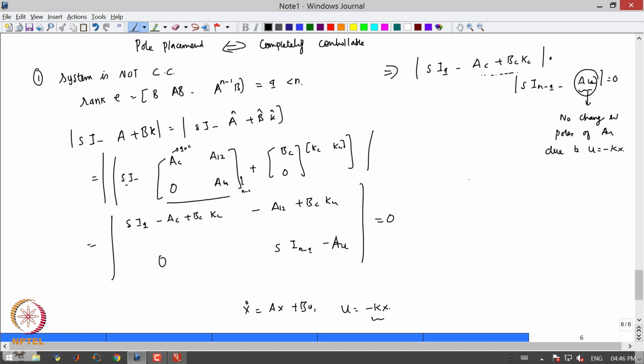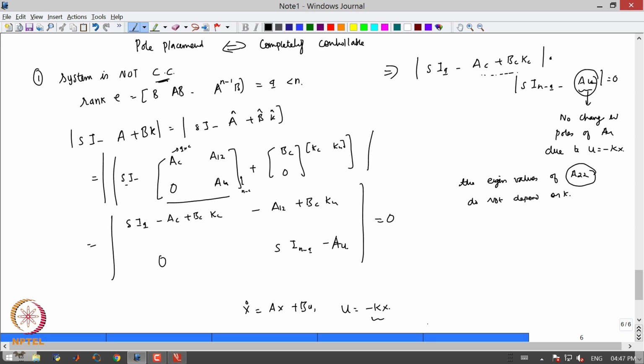Okay. Or in other words, the closed loop eigenvalues of A22 do not depend on k, and therefore, if the system is not completely controllable, I cannot place the poles of the uncontrollable part. Okay. So, this completes one part of the proof.